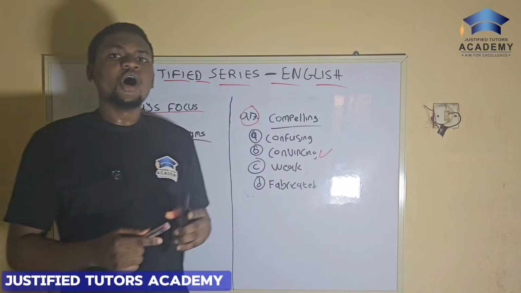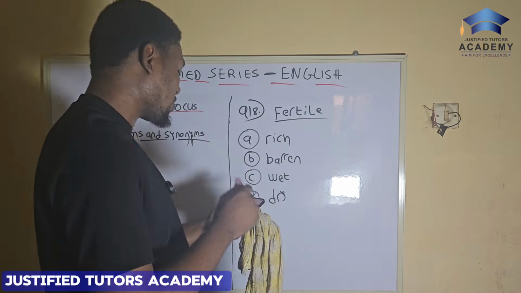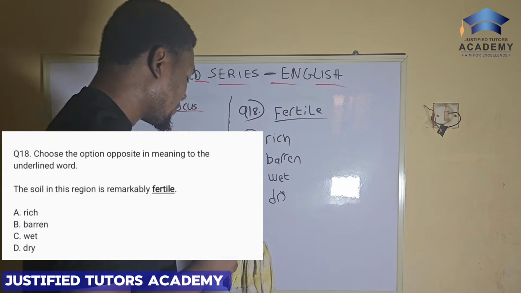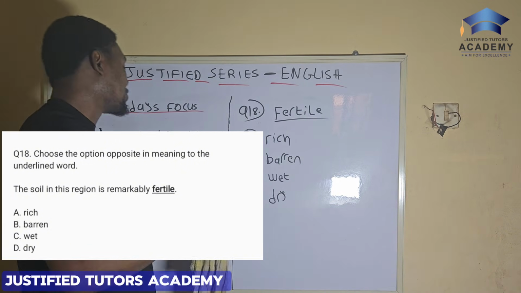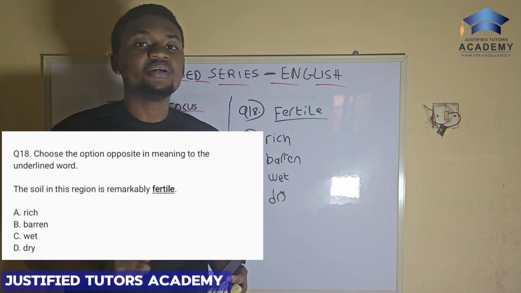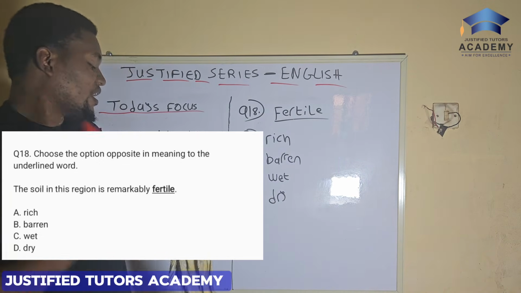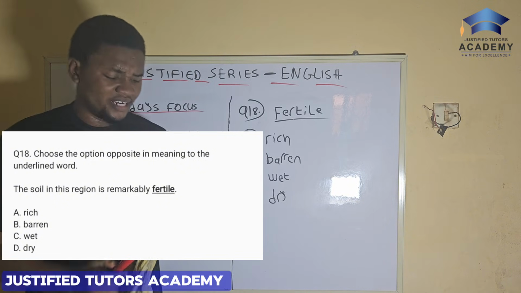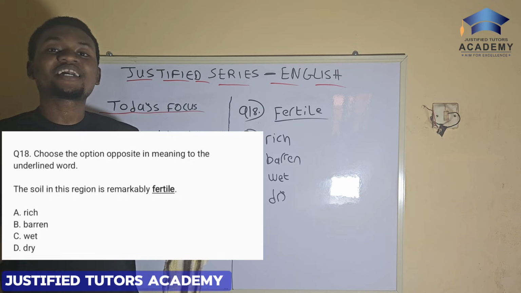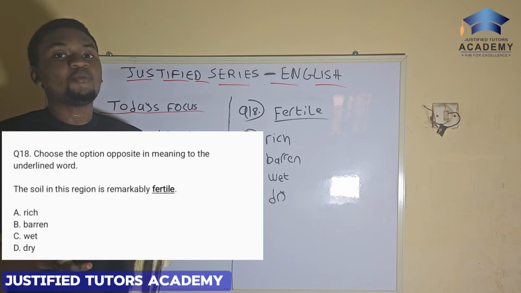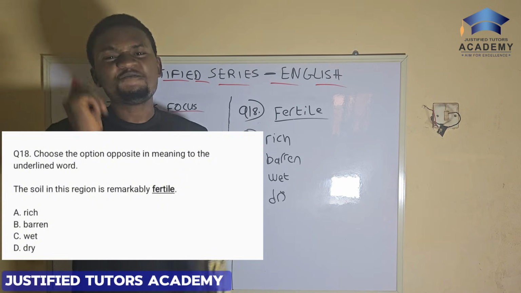Do you understand now? All right, so now let's move to question number 18. Question 18 says, choose the option opposite in meaning to the underlined word. We are now dealing with antonyms. And we have to choose the word that is opposite in meaning to the word fertile as used in the sentence. Now, let's take a look at the sentence. It says, the soil in this region is remarkably fertile. So right now we are dealing with soil. The soil in this region is remarkably what? Fertile.